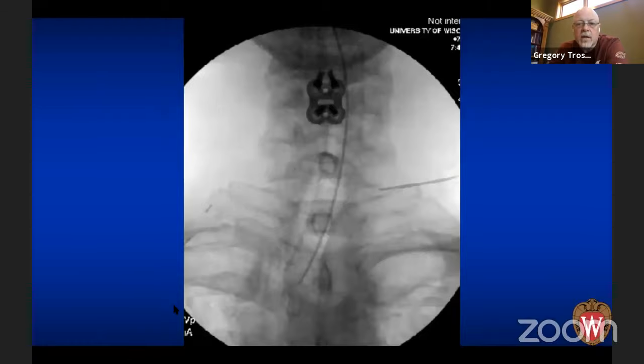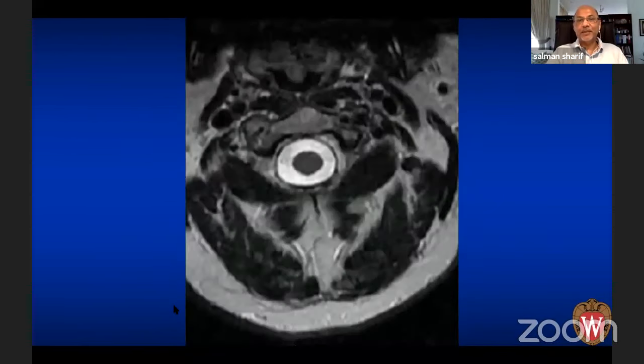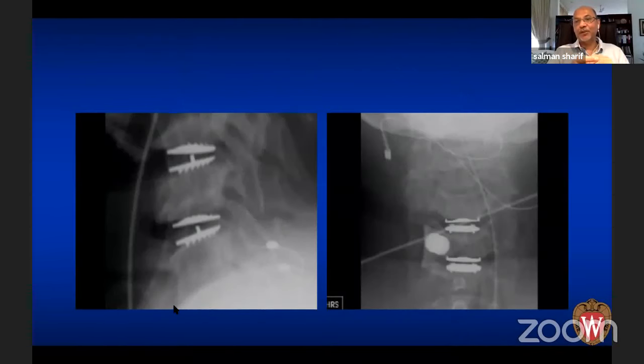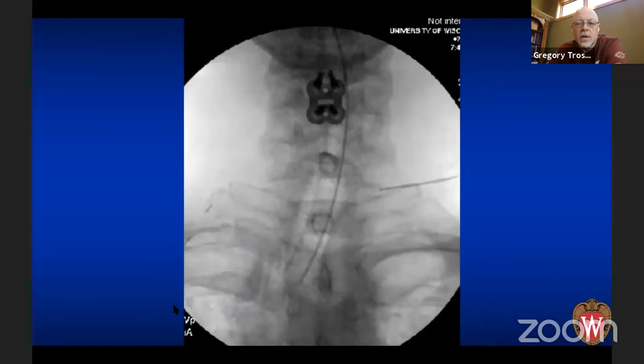All right, let's see. So Gibran is saying that ACDF would further predispose to adjacent segment disease, so arthroplasty is what we should do. Yeah. So some reasons.